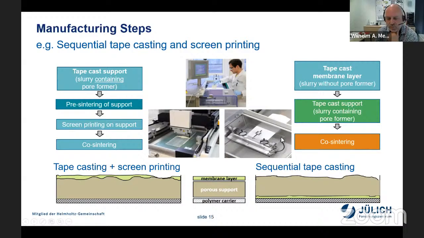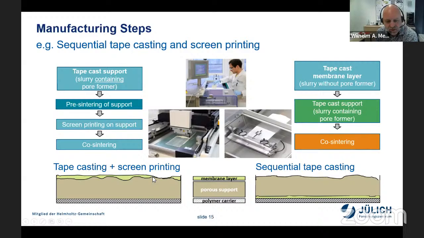This polymeric foil has a constant velocity in this direction, and then in principle, the ceramic slurry flows on the top of this carrier, and it is transported in this direction so that we can coat a continuous layer of this membrane. And in the past, what we did, first we make the porous support, and then in addition, we made by screen printing an additional layer on it, the membrane layer.